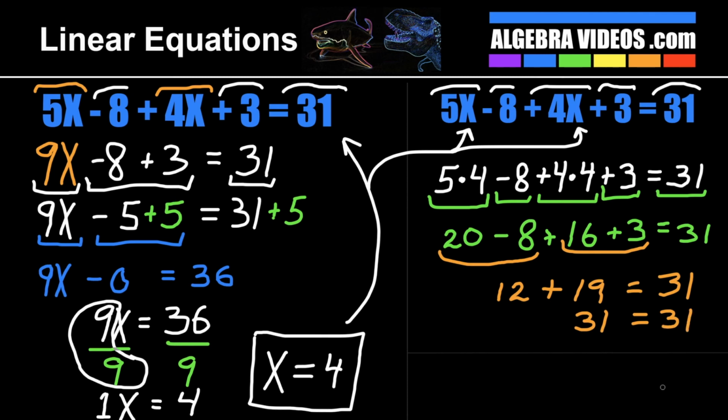Well, guess what? Look at this. Our little check worked. We plugged in a 4 everywhere there's an x, and we got two numbers that were equal. So that means x equals 4 is the correct solution. So I'm just going to put a little check mark there. We prove that x equals 4 is the solution. So I'm going to give us an A+.